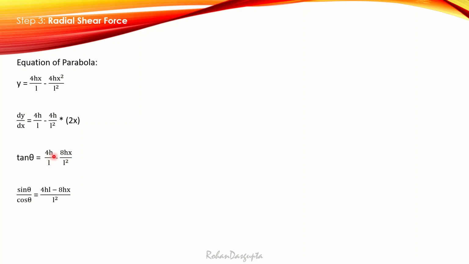So 4h gets multiplied by another L, and minus 8hx is as it is. So can I say that the numerator and the numerator are the same and the denominator and denominator are the same? Yes, I can do that. So therefore sine theta will be equal to 4hl minus 8x, and cos theta will be equal to L square.